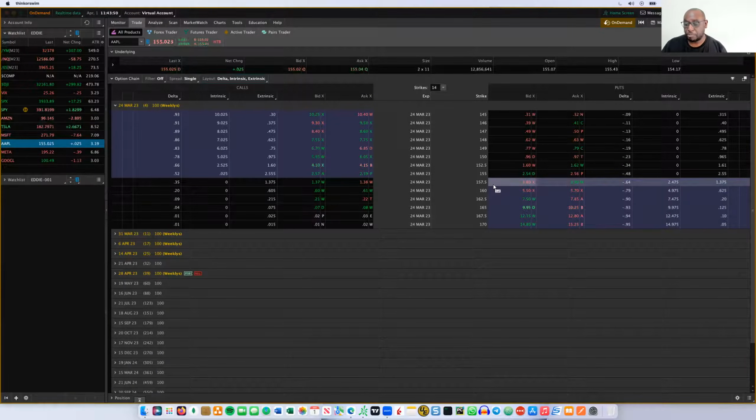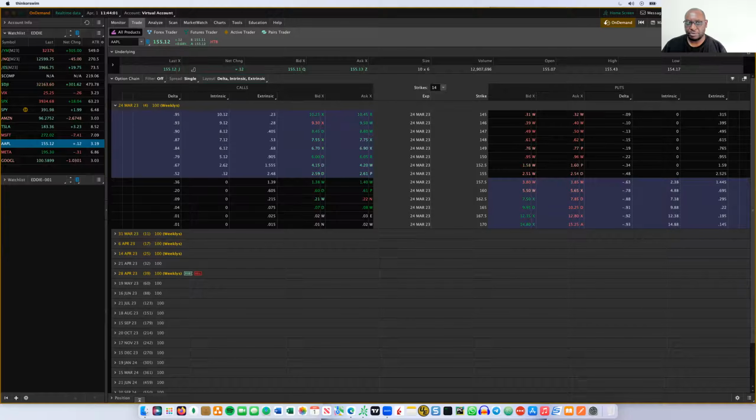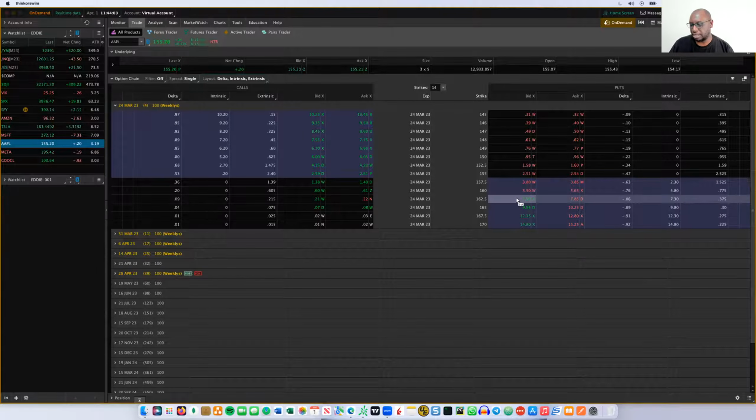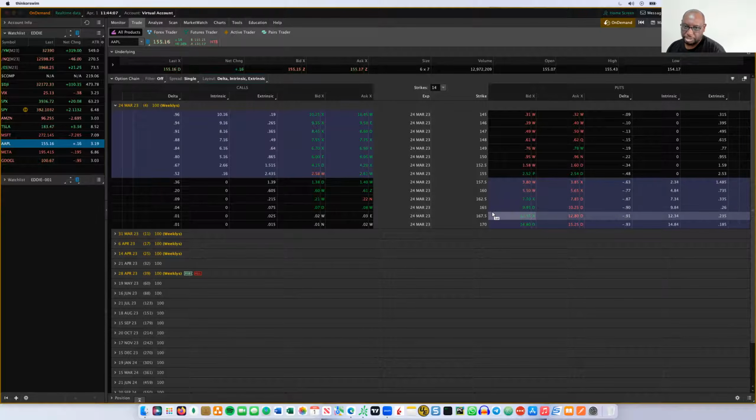When you're looking at the puts again, and you want to buy a put that is at the money or slightly in the money, you want one that is greater than the current price. Anything that's greater than the current price, that's what qualifies it as in the money or at the money. Then the deeper you go, the deeper in the money it becomes.